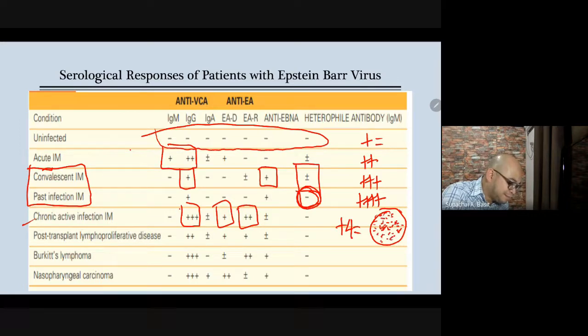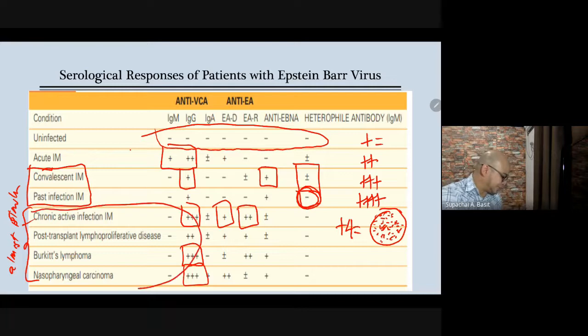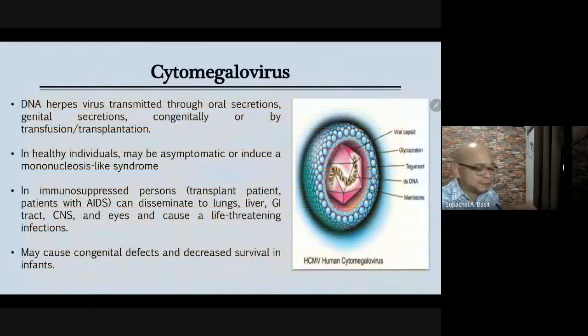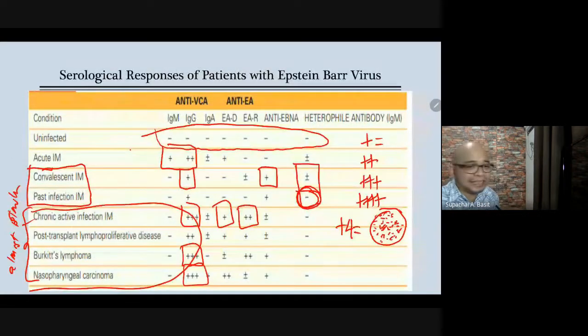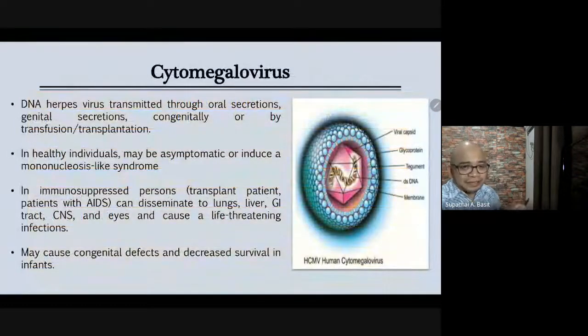So that's what we meant by +4. Okay? Among these, the highest grading that you can possibly see is +3. Almost similar picture of the markers for these states. So these are the serological responses of patients with Epstein-Barr virus infections.